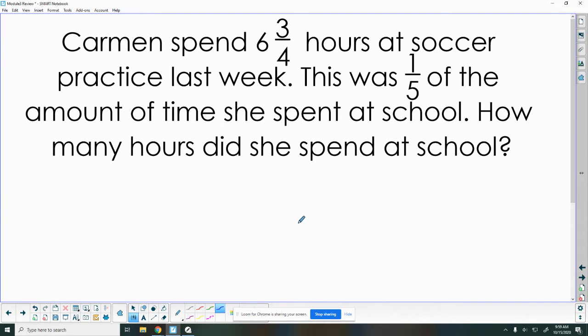Okay, so make sure you are doing these problems with me and writing them down to practice. Carmen spent 6 3/4 hours at soccer practice last week. So I know soccer is 6 3/4. This was 1/5 of the amount of time she spent at school. So now we have school is, okay, so this number here says this number is 1/5.